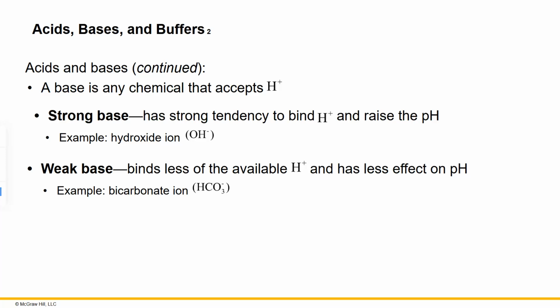A base is any chemical that accepts a hydrogen. A strong base has a strong tendency to bind hydrogen and raise the pH, for example, the hydroxide ion. A weak base binds less of the available hydrogen and has less effect on pH, for example, the bicarbonate ion.